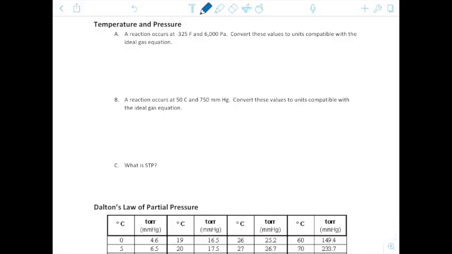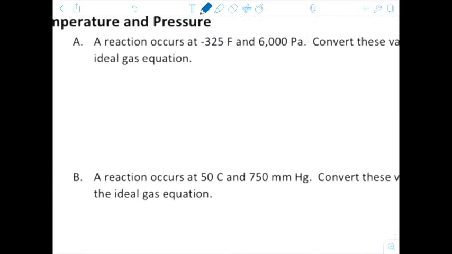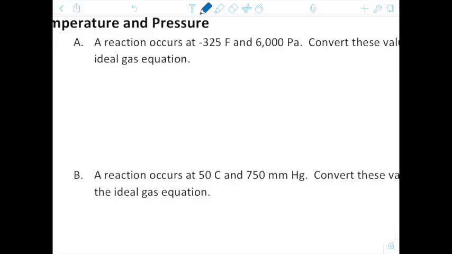Starting with temperature, it says a reaction occurs at negative 325 degrees Fahrenheit and 6,000 pascals. Convert the values to units compatible with the ideal gas equation. So for the ideal gas equation we're going to need liters, atmospheres, moles, and Kelvin. The first conversion we can do is convert our negative 325 Fahrenheit into Kelvin.